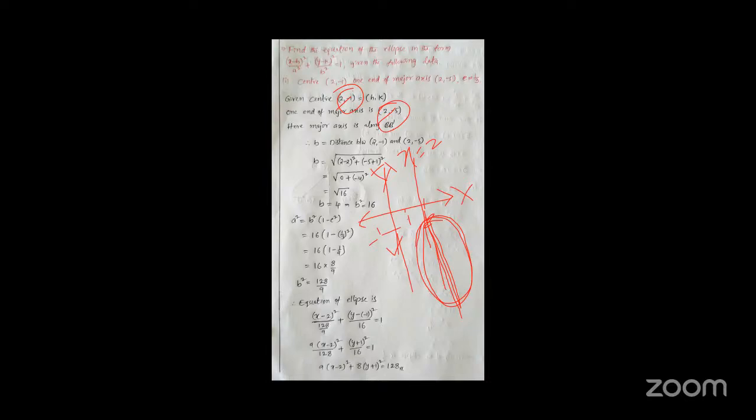The one end of major axis is given as 2 comma minus 5. Therefore the distance between center and one end of major axis we will take as b, small b.